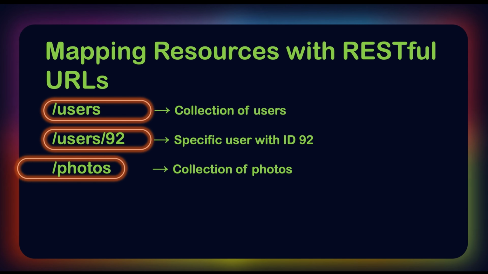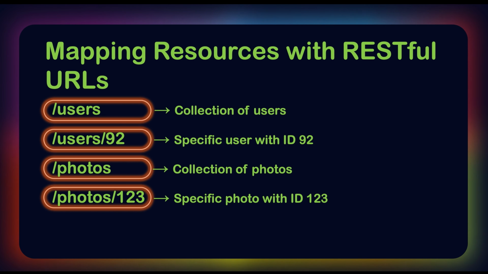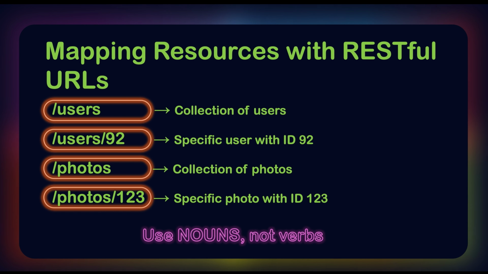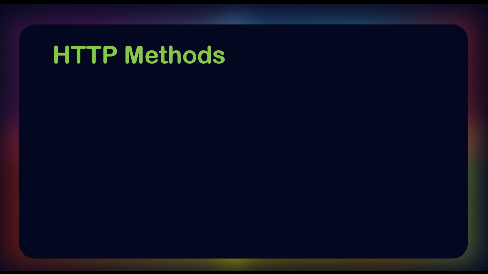The address /photos represents a collection of photos. The address /photos/123 represents a specific photo with identifier 123. Notice how we use nouns, not verbs. That's a key REST principle. The HTTP method tells us what action to take.